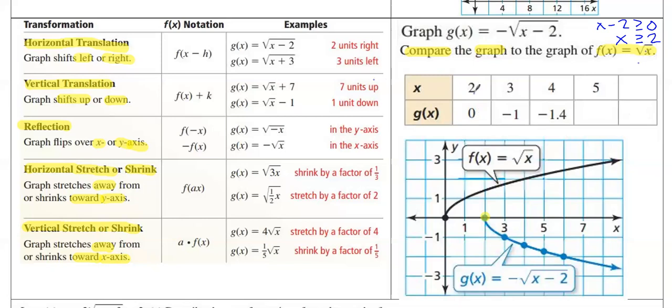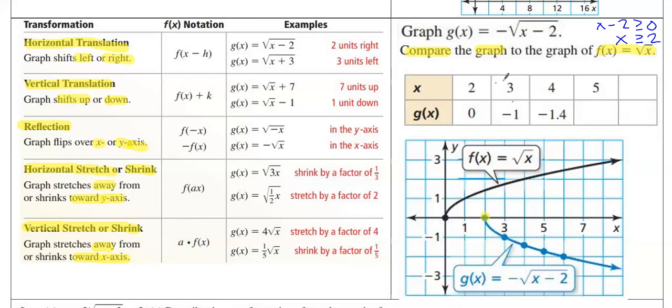Okay, now notice what they did here. Well, I forgot. Sorry, that's the translation, 2 units to the right. Then we have a negative outside the function. That's going to take all of the original y values, and it's going to make them the opposite sign. If all the y values are the opposite sign, then they're going to be reflected in the x-axis.